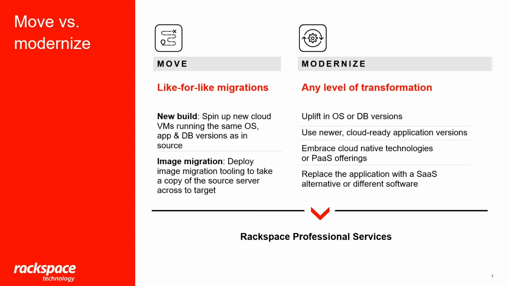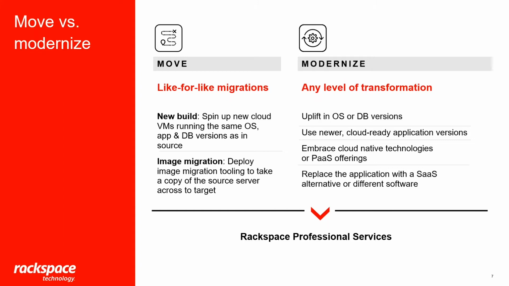as in source. And there's also the option to do image migrations that will require the deployment of image migration tooling on your source and target environment, which will allow you to take a copy of your source server and move it exactly as it is over to your target environment. So as you can see, the move bucket, there is 0 level of changes, 0 level of transformation. Any level of transformation will put your application in the modernize bucket.